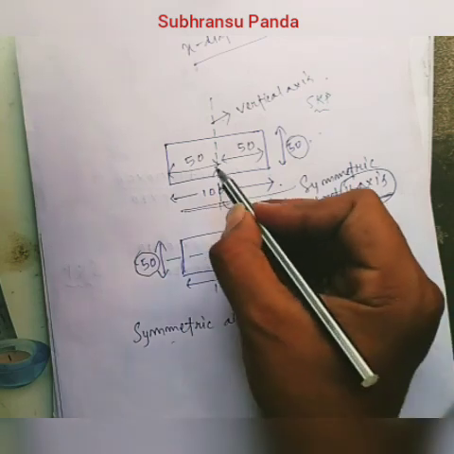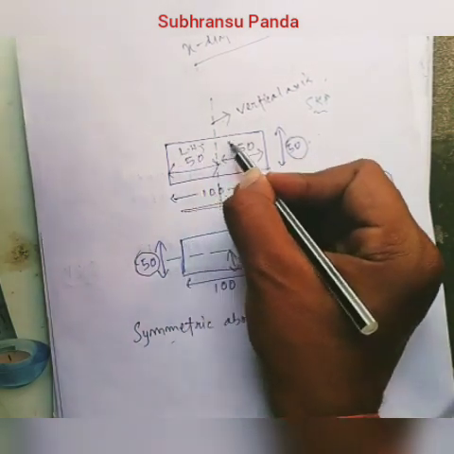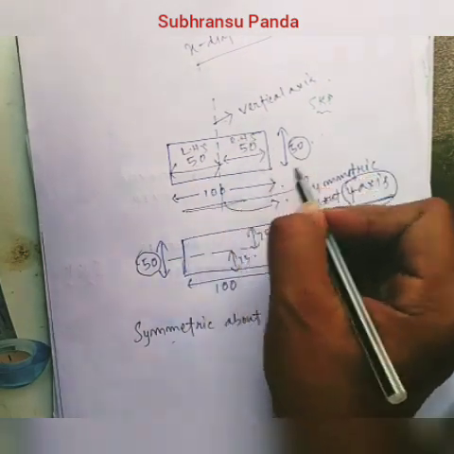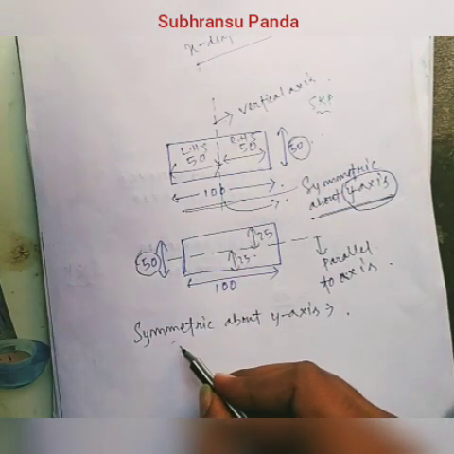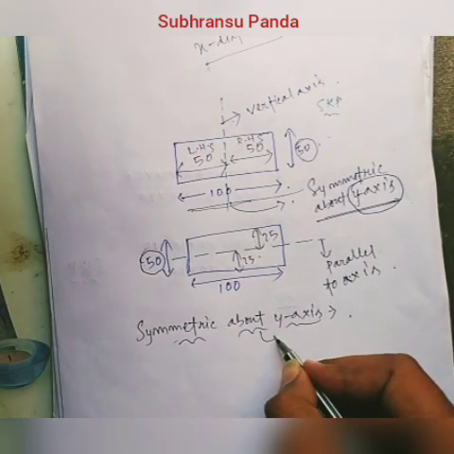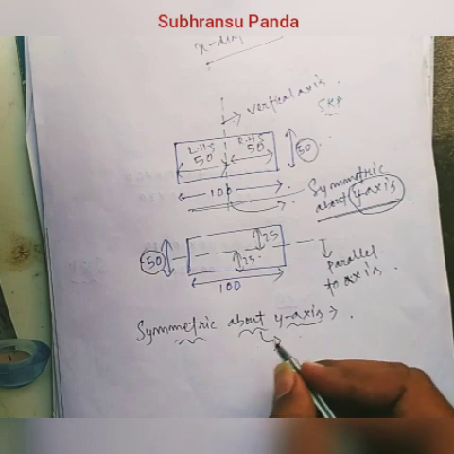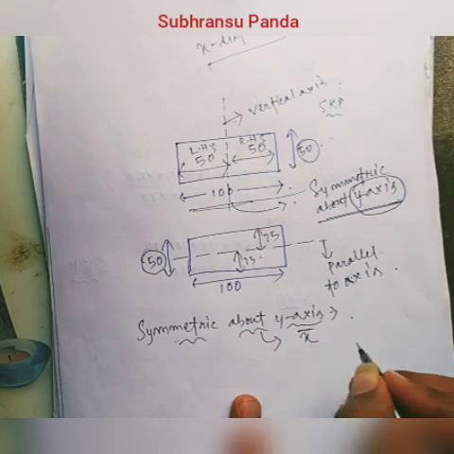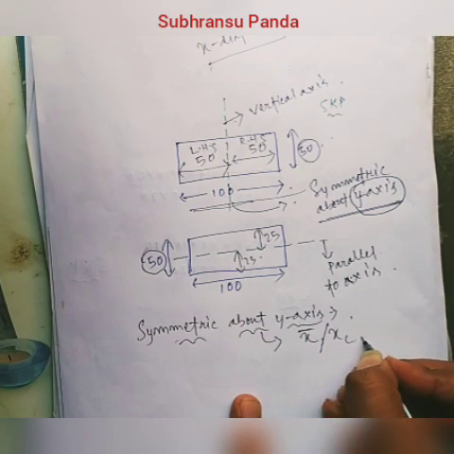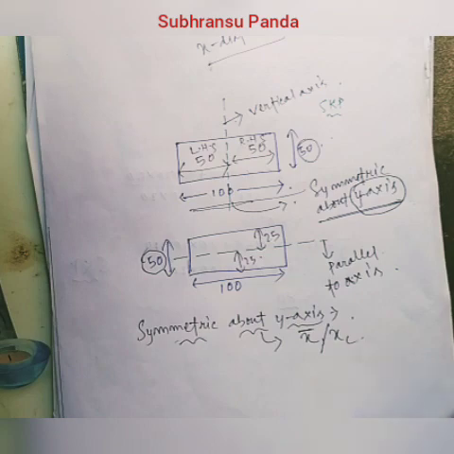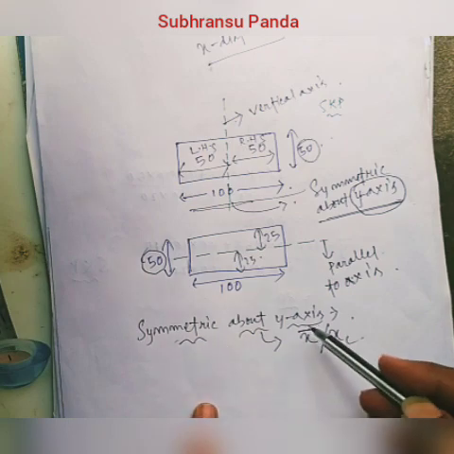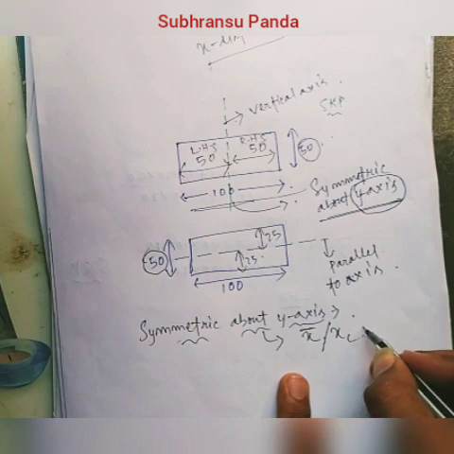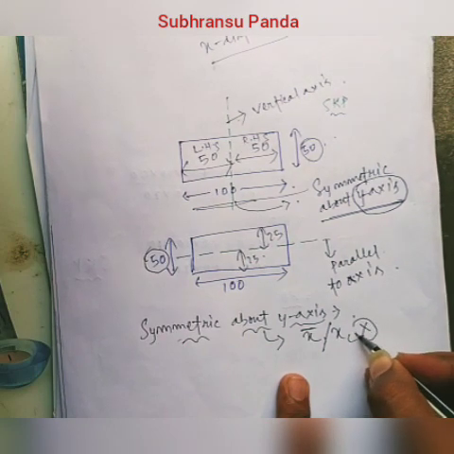Equal parts means equally in the left hand side and in the right hand side, as you saw in this rectangle. So if the section is symmetric about the y-axis, we don't have to calculate x bar, or we can call it xc. What is x bar and xc? As I told you already, x bar and xc is the centroid about the x-axis. So if the section is symmetric about the y-axis, we don't have to calculate x bar or xc. It will already be given in the figure.